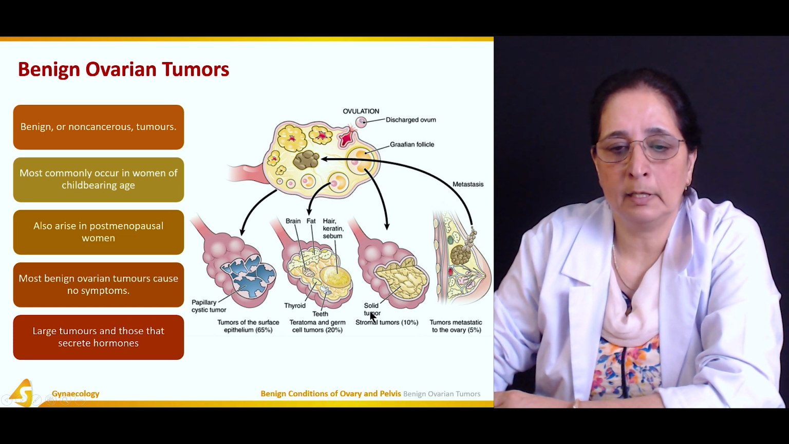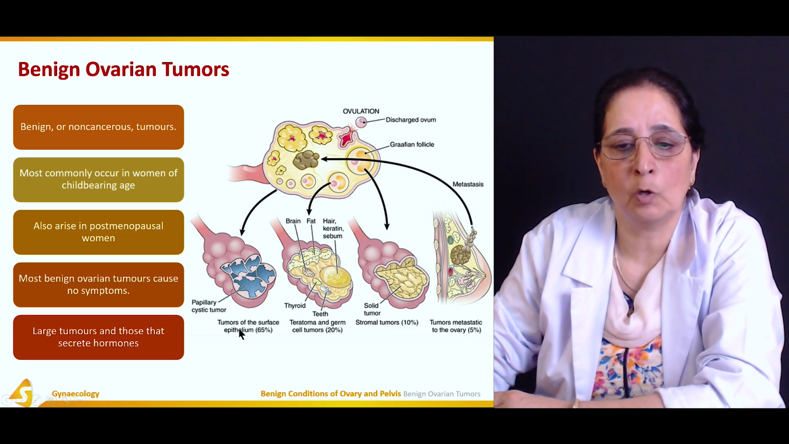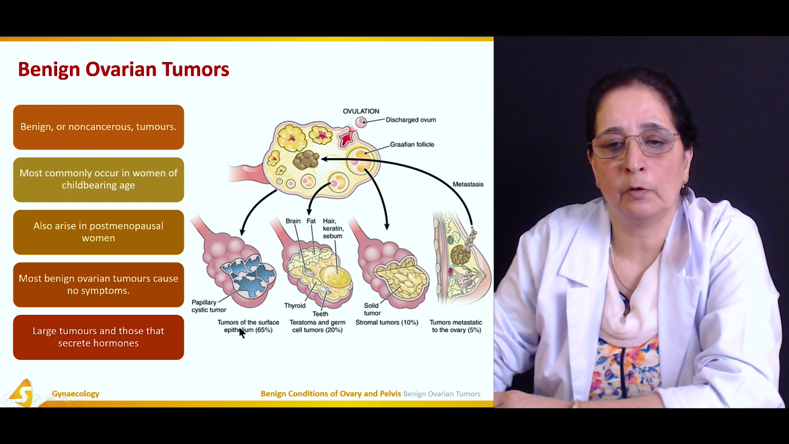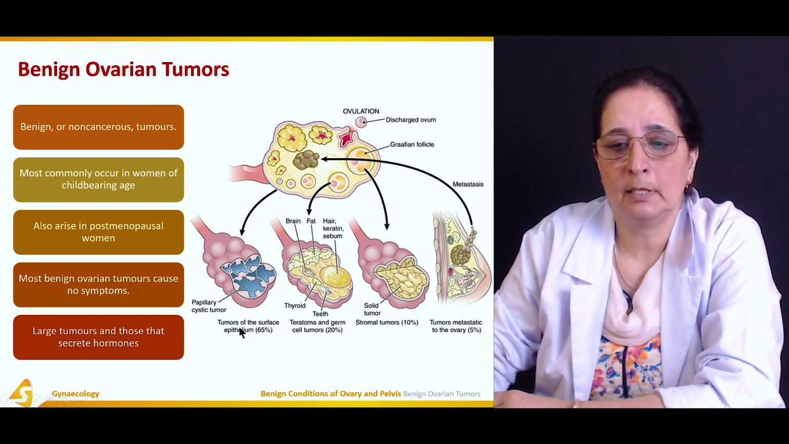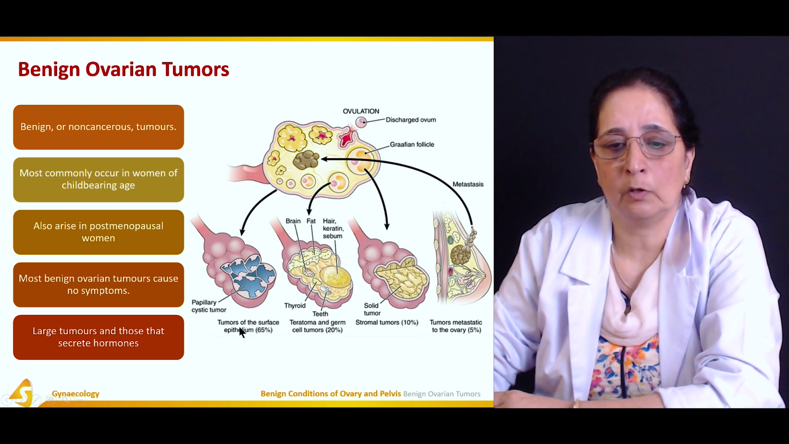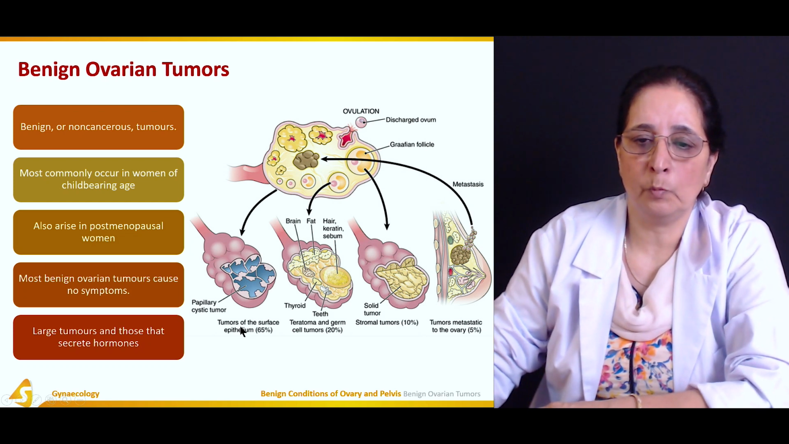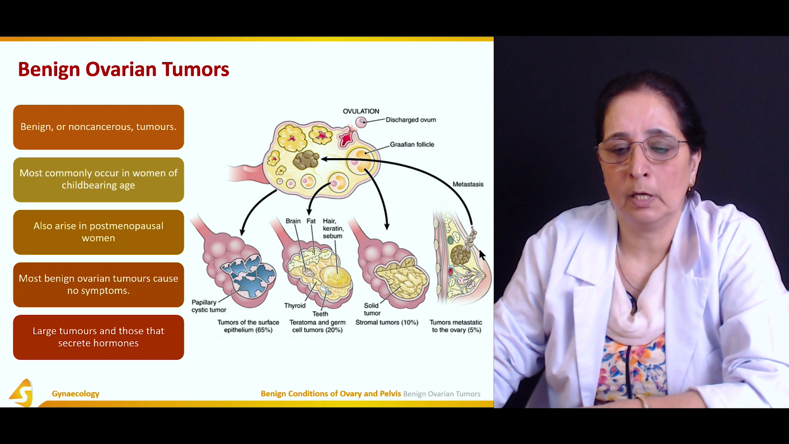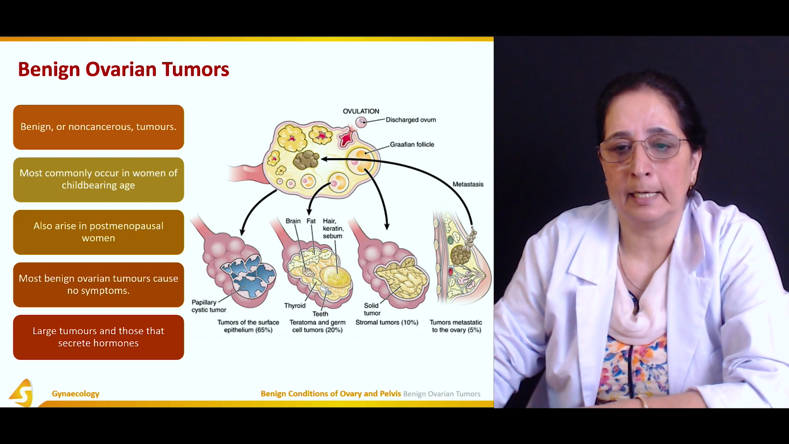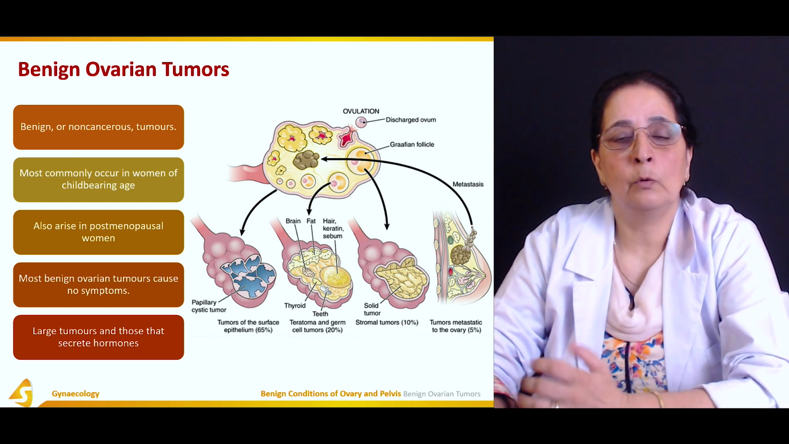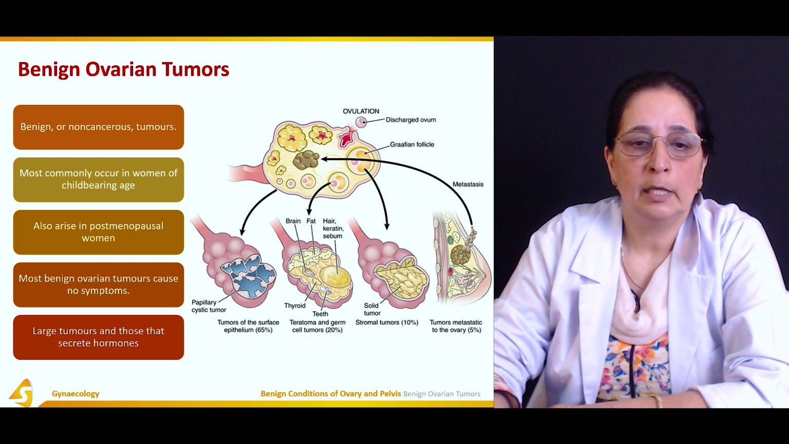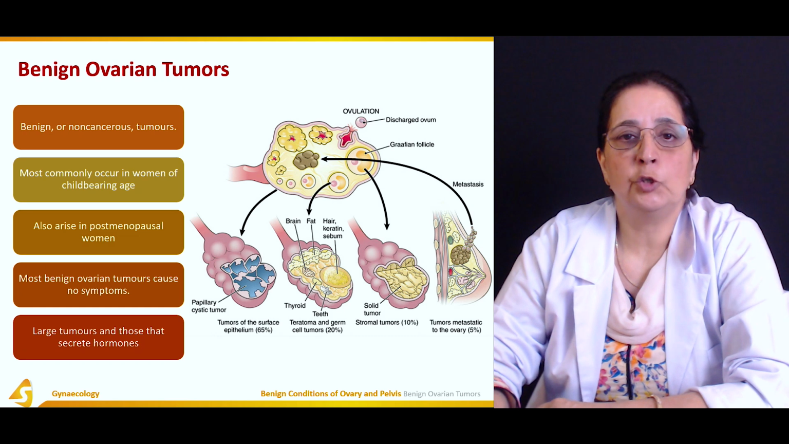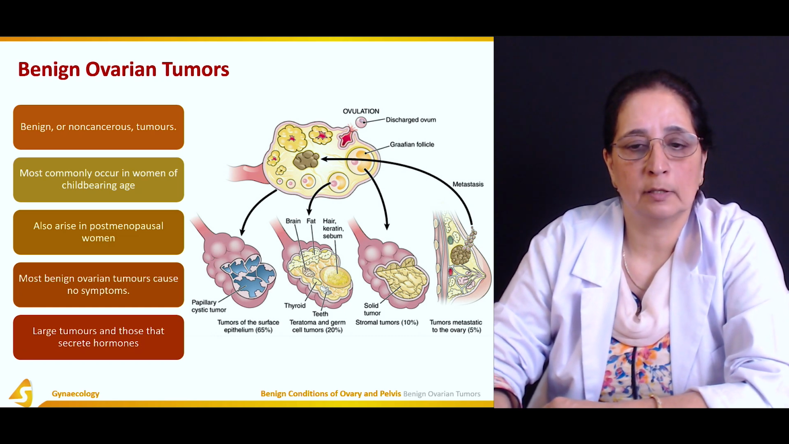So these are the different types, and the papillary cystic tumor, a tumor of the surface epithelium, is the most common at 65%. Then teratoma, which has hair and teeth present. Then stromal tissue, which is the solid tumor, present in 10% of cases. Benign ovarian tumors usually don't have any symptoms, and it's a tumor of the childbearing age.